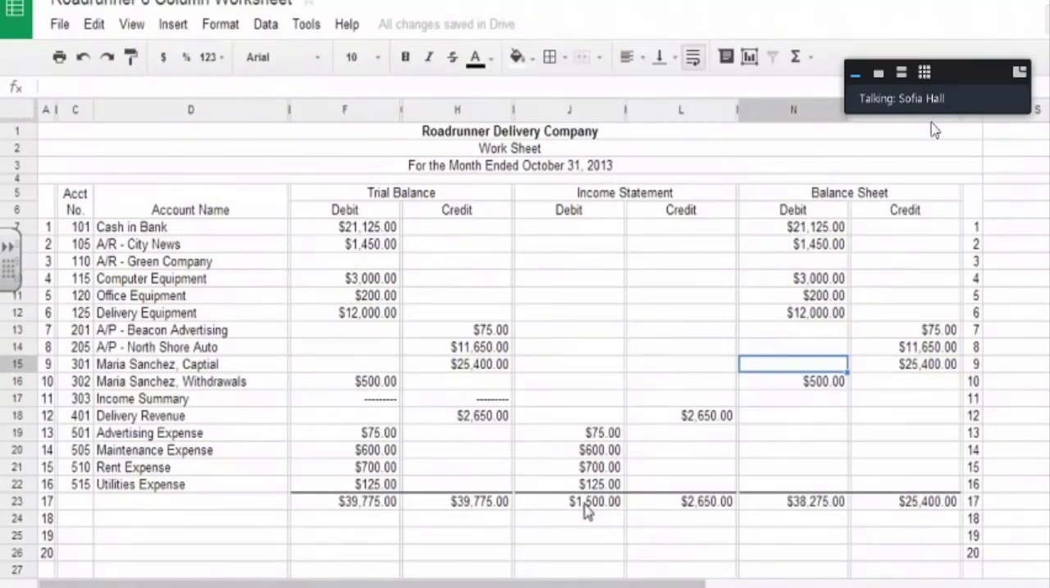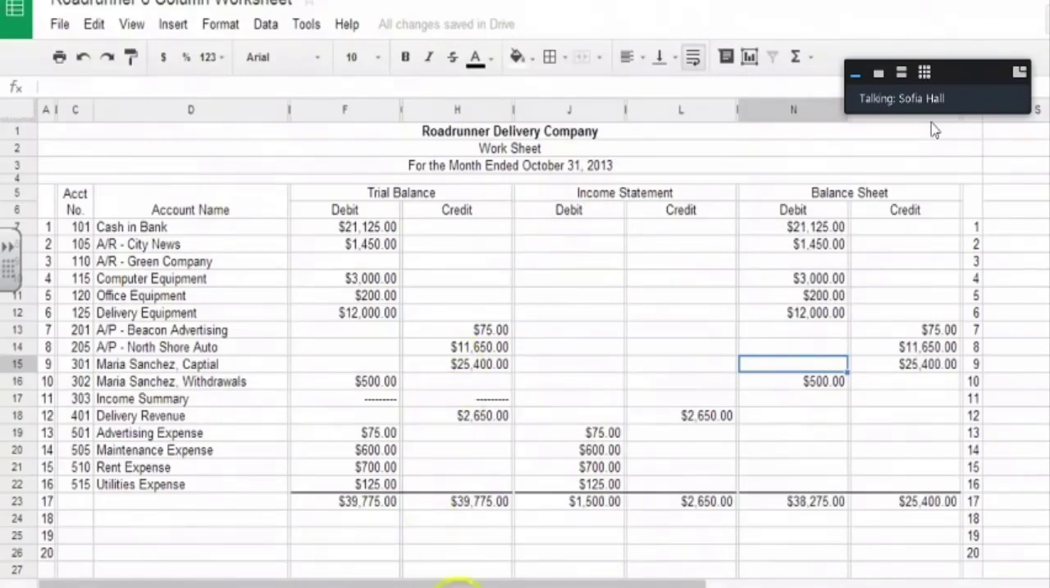So now what we want to do, we're going to focus on our income statement section, and we're going to try and find out, do we have a net income or do we have a net loss, okay? Now, net income basically tells us the amount of revenue that we've received after all of our expenses are subtracted, or after all of our expenses are paid.